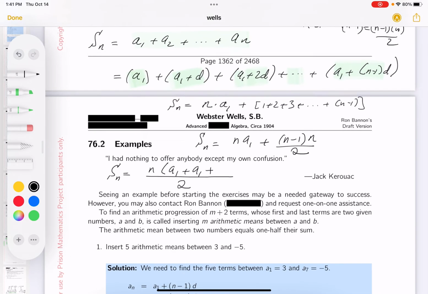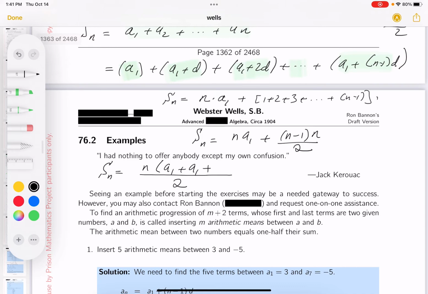oh, you know what? I forgot to do something over here. I'm sorry about that. That's a D. My mistake. There's D's here. I just spaced out. And so A1 plus A1, there's two of them. And then there's going to be n minus 1 D.